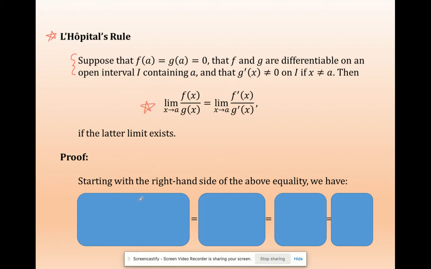And as you're writing that down, do not think quotient rule. You are not taking the derivative of anything. The limit of a quotient of an indeterminate form is equal to the limit of the ratio of their derivatives. So the limit of a ratio of 2 functions that are indeterminate.